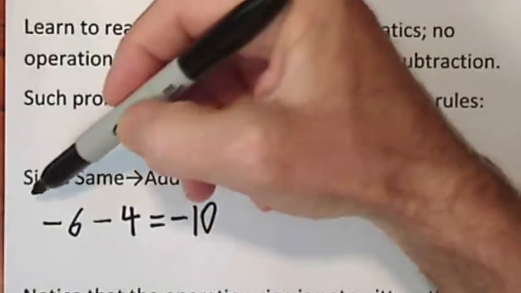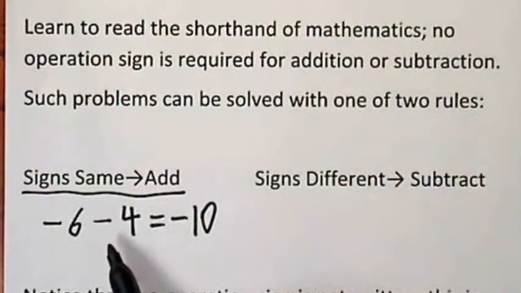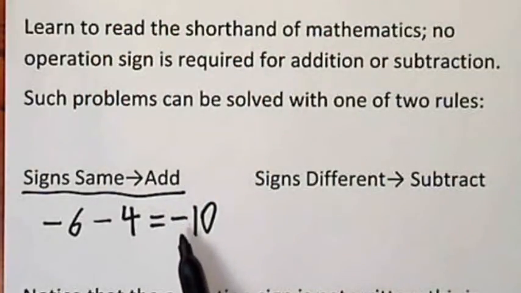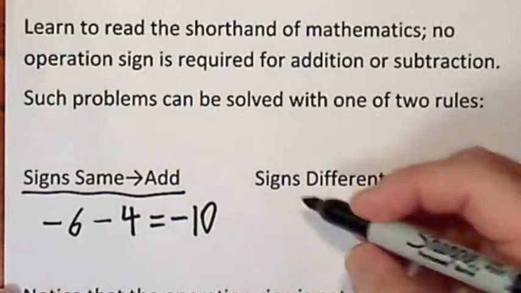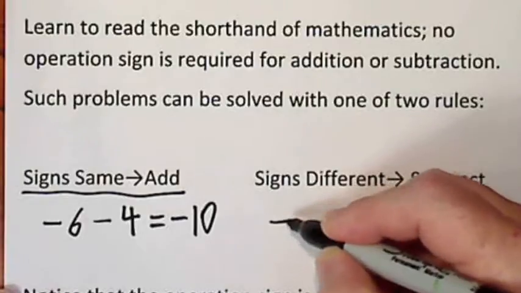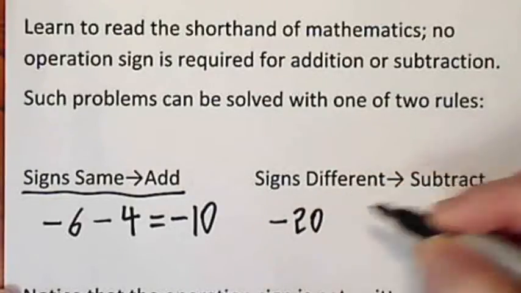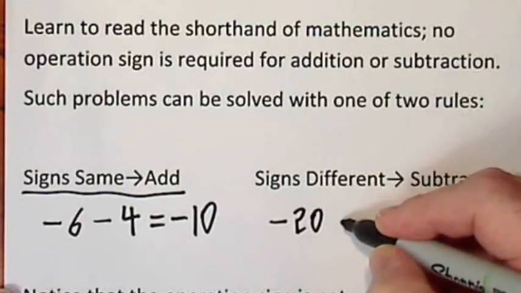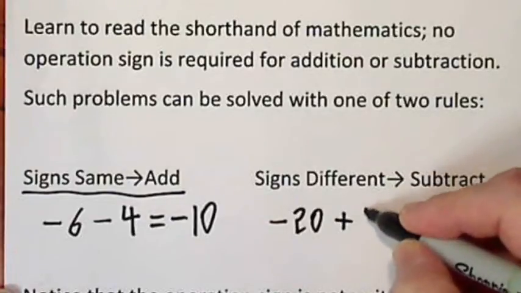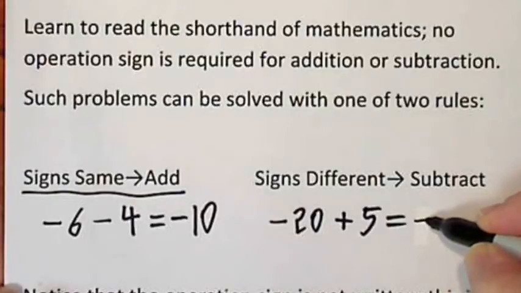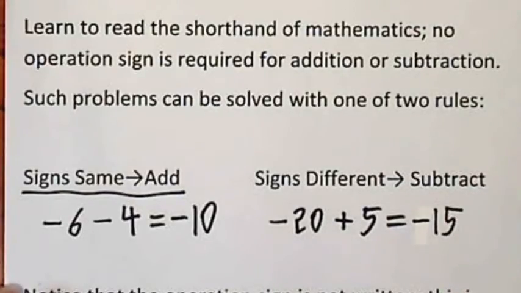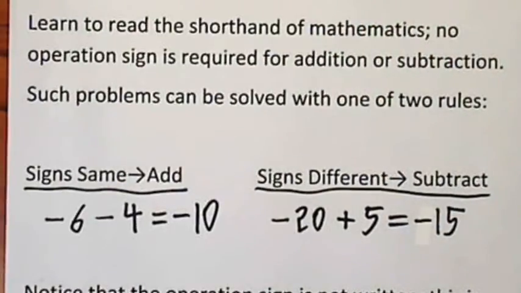If the signs are the same, you add and you keep the sign. All right? Another possibility with the signs different. If you owe someone $20, you would represent that with a -20. And if you paid them 5, you would represent that with a +5. And you still owe 15, or you would represent what you owe with a -15. And in this case, the signs are different, so you subtract.